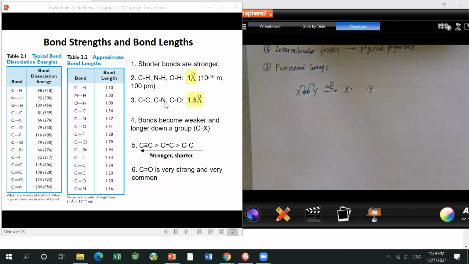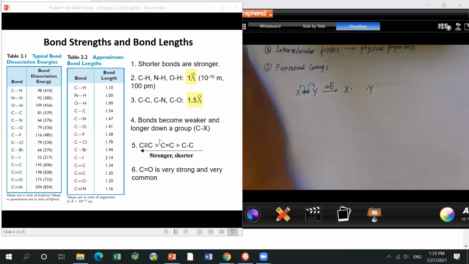When I was a PhD student taking the qualifying exam, the professors asked me what the bond length of a CC single bond was, and I almost forgot about it.